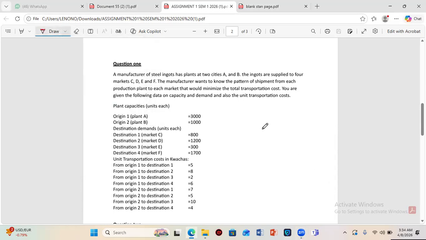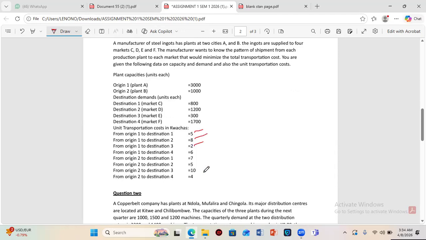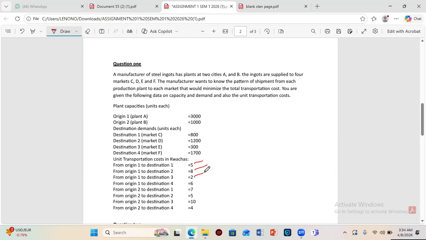Okay, so from origin 1 to destination 1 is 5. From origin 1 to destination 2 is 8. Origin 1 to destination 3 is 2. Then we have origin 1 to destination 4 is 6. From origin 2 to destination 1 is 7. Origin 2 to destination 2 is 5. Origin 2 to destination 3 is 10. Origin 2 to destination 4 is 4. All right, so this is what we call transportation.